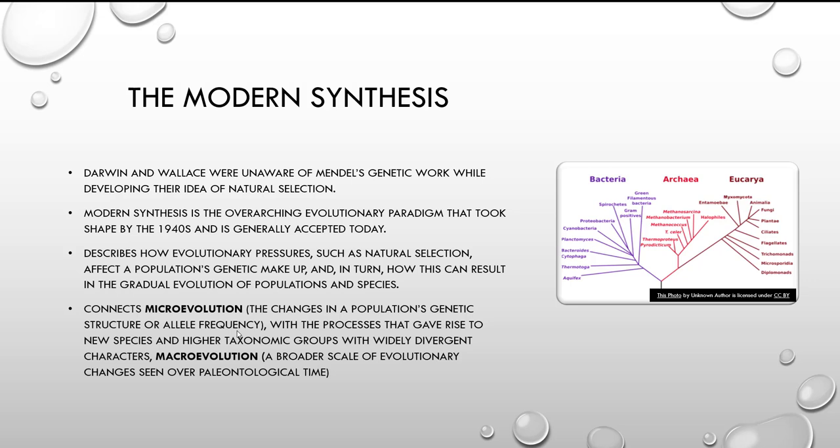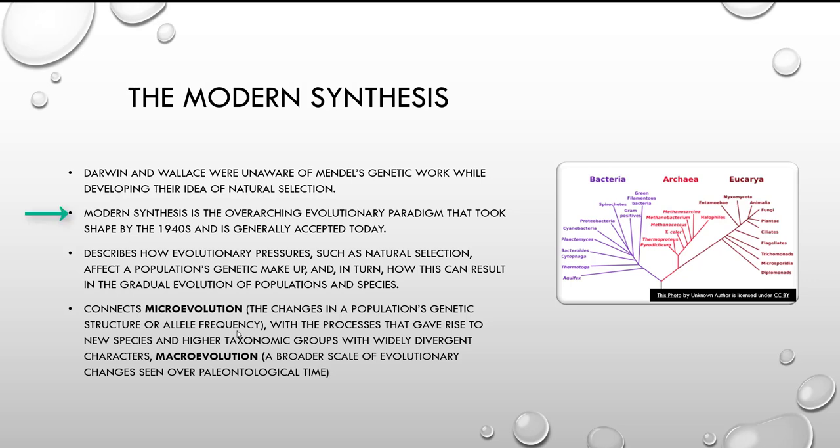But Mendel and Darwin didn't know that they were doing these things at the same time. They weren't in communication with each other. And because of that, if we take a step back and look at it today, we can see that Darwin and Wallace's idea of natural selection and Gregor Mendel's work in genetics overlap. But that connection wasn't made until about the 1940s.